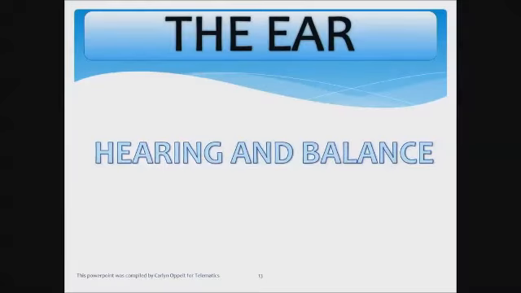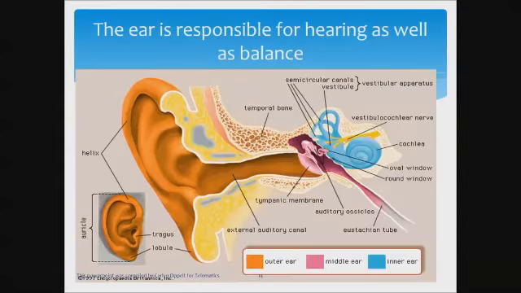Here, the ear, once again, you have to identify the different parts of the ear and you have to know all the functions of each. There are 3 parts to the ear: the outer, the middle, and the inner ear. The outer ear has the pinna and the auditory canal, separated from the middle ear by the tympanum or the eardrum. The middle ear as well as the outer ear are filled with air.